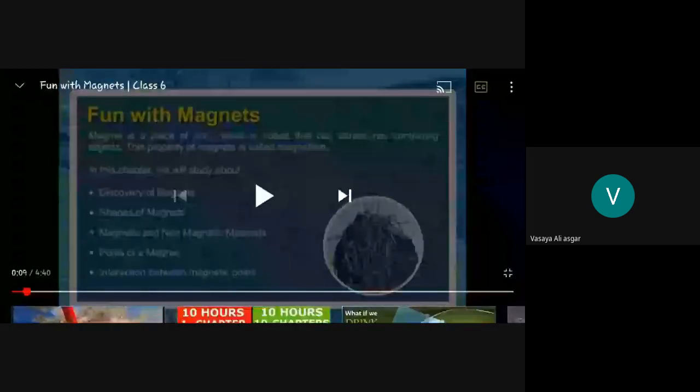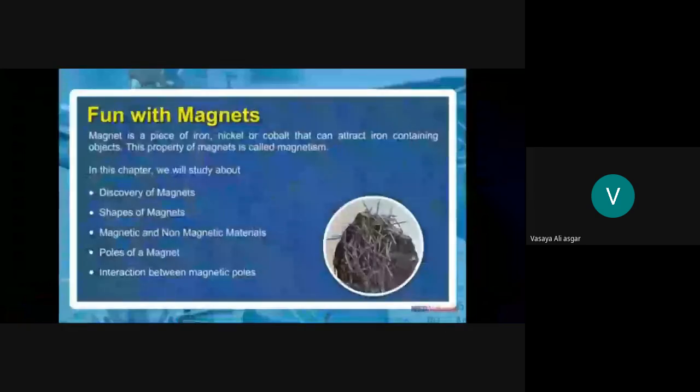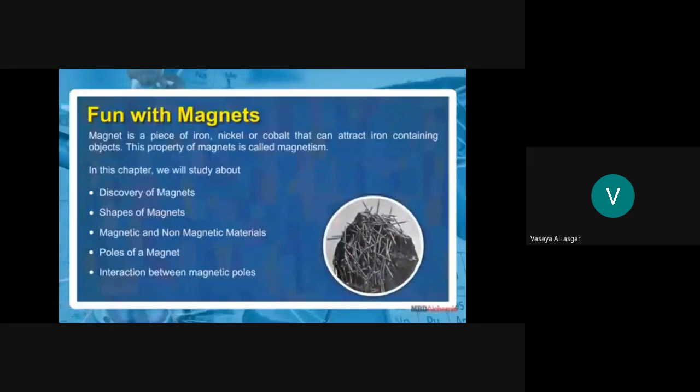Look here. A magnet is a piece of iron, nickel or cobalt that attracts iron-containing objects. This property of a magnet is called magnetism. So here you can even know what attracts a magnet. A magnet attracts iron, nickel and cobalt. So these are all known as magnetic objects. And this property of a magnet is known as magnetism.